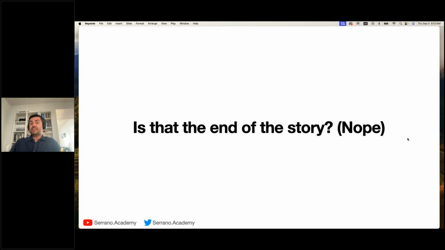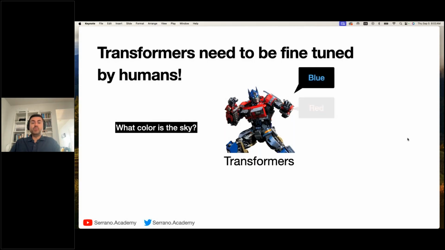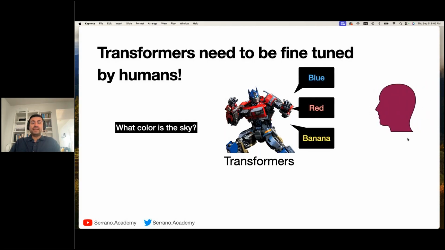So that's not the end of the story, because we still want to fine tune them. So we're going to get a lot of humans to help us out. How do they help us out? Well, let's say we ask a question like, what color is the sky? And let's say that the model gives us three possible answers. One is blue, one is red, and the other one is banana. So we need a human to tell us which one was better. And so the human says, well, the best one was blue. And now the point of reinforcement learning with human feedback is to come in and infuse this to the model.